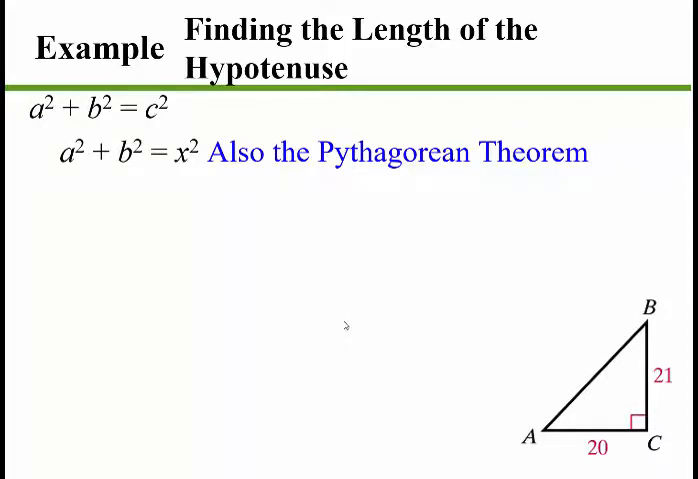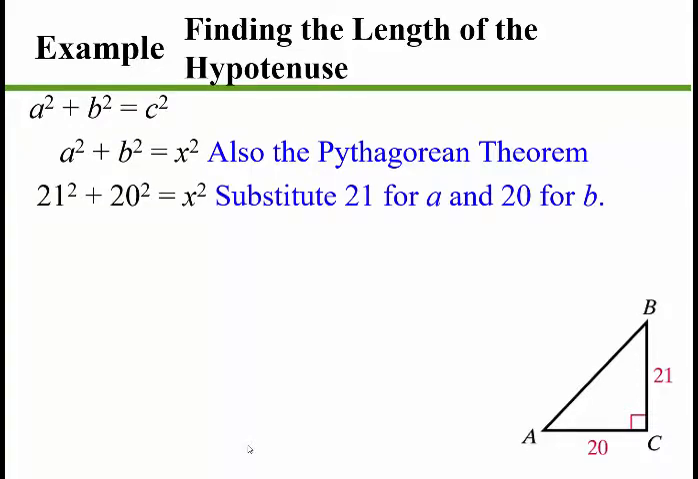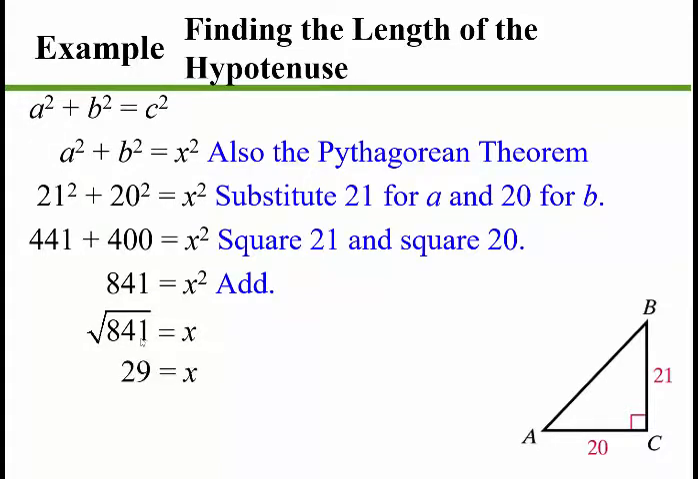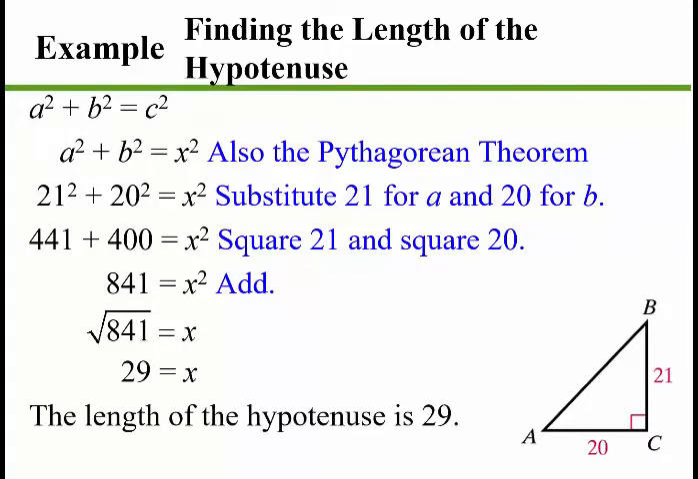So in the Pythagorean theorem, I replace the hypotenuse with x squared because it's the unknown. I've got 21 squared plus 20 squared is equal to x squared. I substitute 21 for A and 20 for B. Square both, you get 441 plus 400. Add them together, you get 841. How would you solve for just x by itself? To undo a square, you take the square root of both sides, and the square root of x squared gives you just x. You get the square root of 841, which if you plug in your calculator is just 29. So the length of the hypotenuse here is 29.